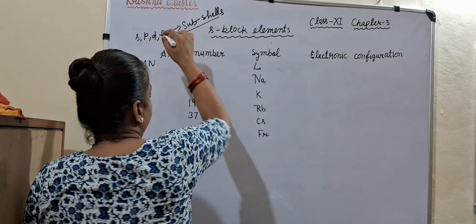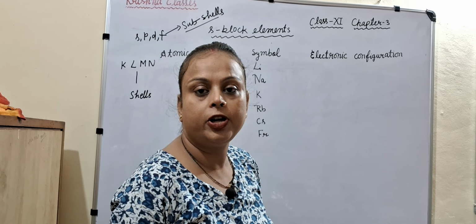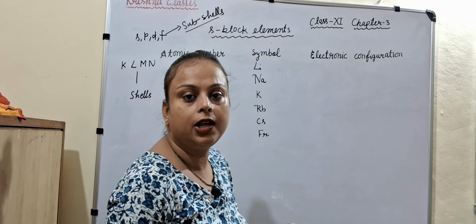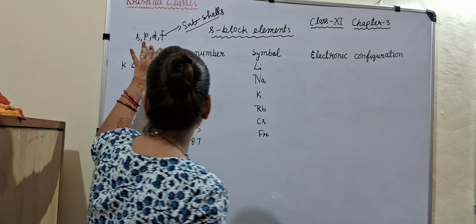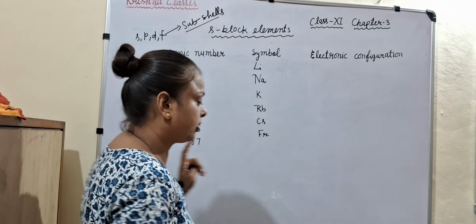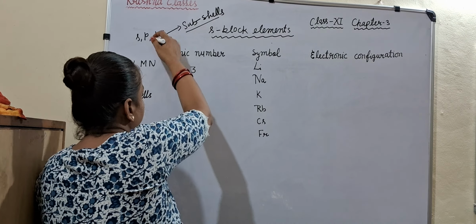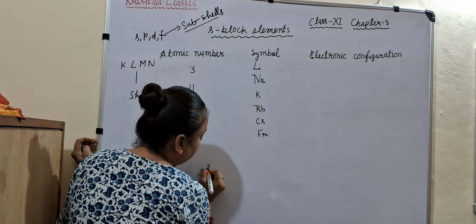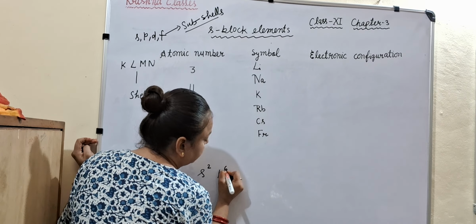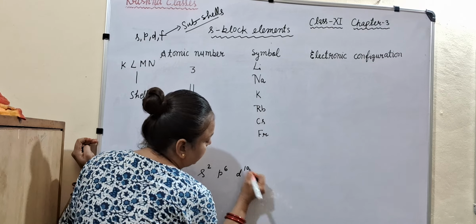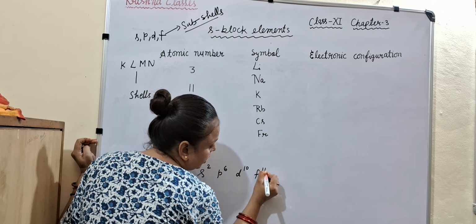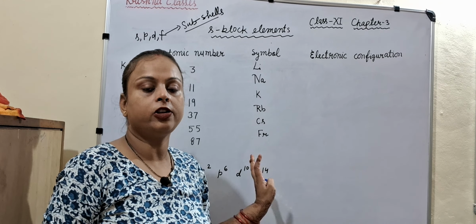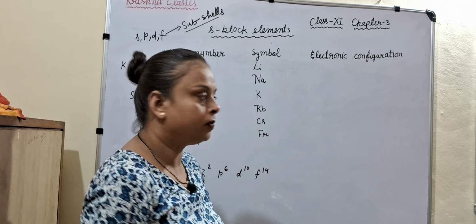The capacity of filling of electrons I described in my short video. So for knowledge of this topic you can watch my short video which is available on my channel Krishna classes. I repeat again, what is the capacity of these subshells? S fills 2 electrons, P fills 6 electrons, D fills 10 electrons, F fills 14 electrons. You can watch the sequence in my short video.